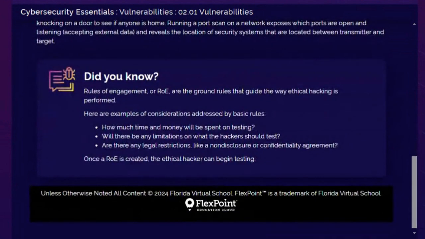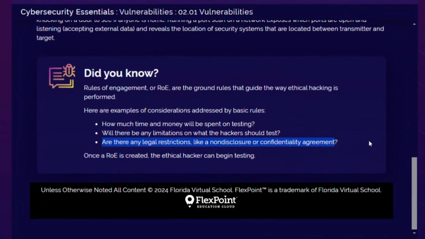So did you know rules of engagement, or ROE, are the ground rules that guide the way that ethical hacking is performed? Here are examples of considerations addressed by these rules. How much time and money will be spent on testing? Will there be any limitations on what the hacker should test? Are there any legal restrictions like a non-disclosure or confidentiality agreement? So once they create the rules of engagement, then the ethical hacker can begin testing.